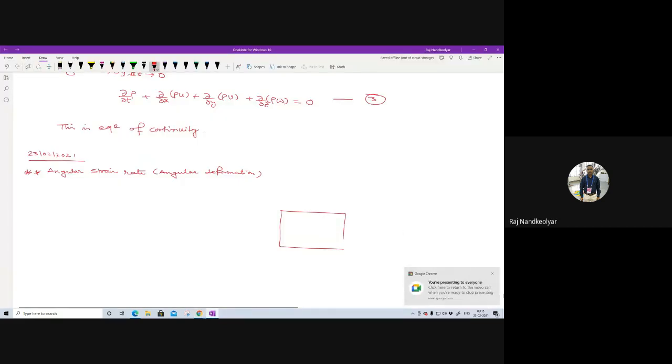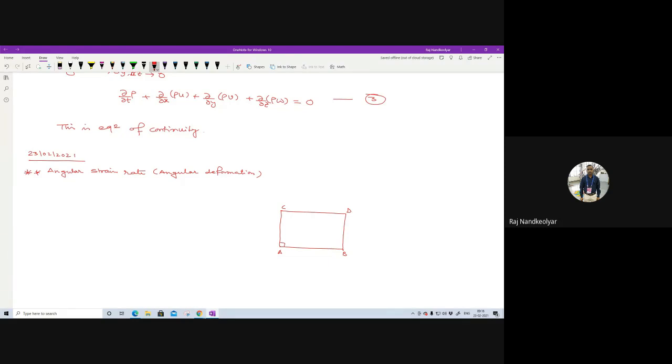Two-dimensional fluid element ABCD. So you can see that this angle is actually 90 degrees. Okay. So AB and AC are perpendicular to each other. Now, if after some time this element deforms and this angle changes, so that change is actually defined as the angular deformation.